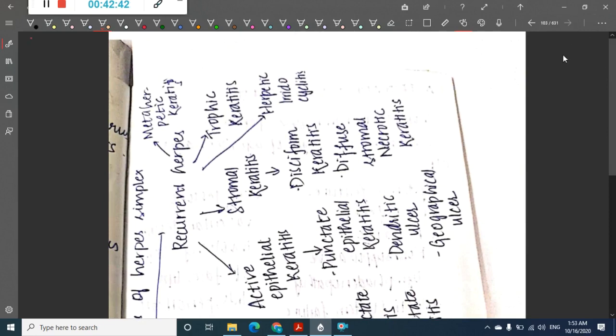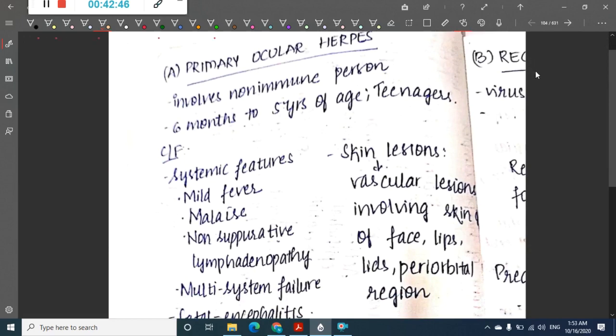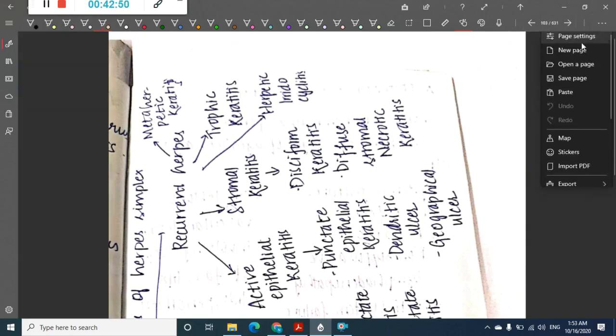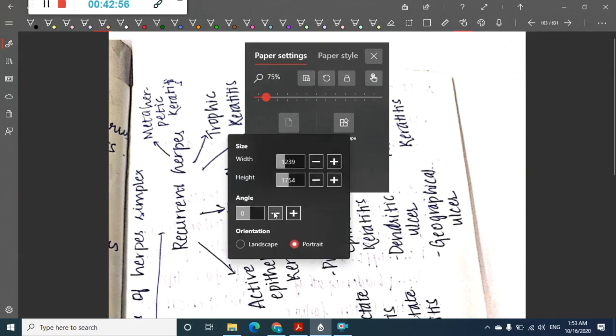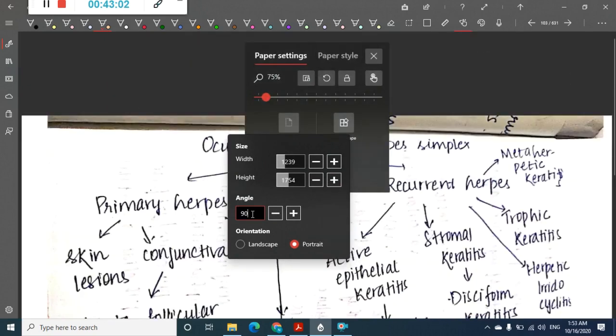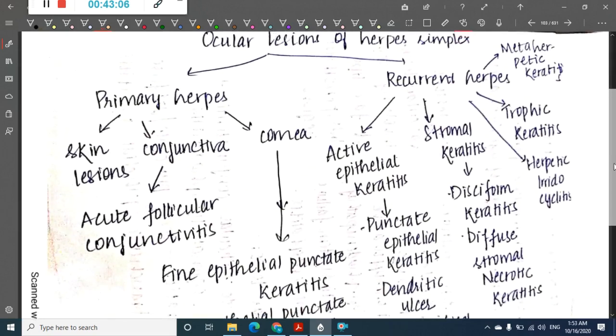Then first we will see the primary ocular herpes. Just a minute, I'll just explain this, it becomes easier. Okay, so what are you seeing?